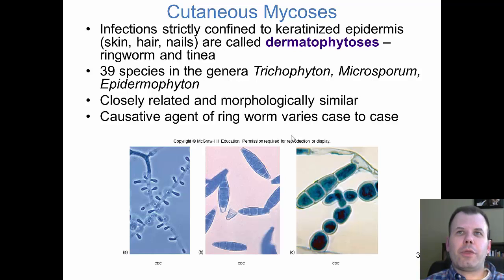Again, there are about 39 species, and Trichophyton, Microsporum, and Epidermophyton are the three common types. And again, we'll look at this. It's a causative agent of ringworm, and it varies from case to case. We're going to see some of these different species and where they can infect, and a lot of these get different names based on where they infect on the body.